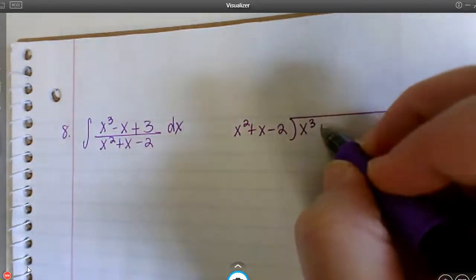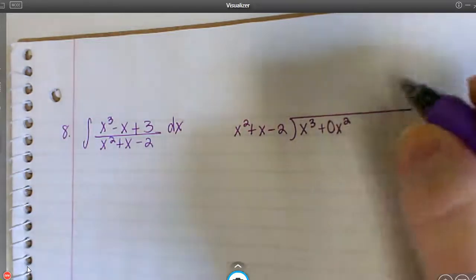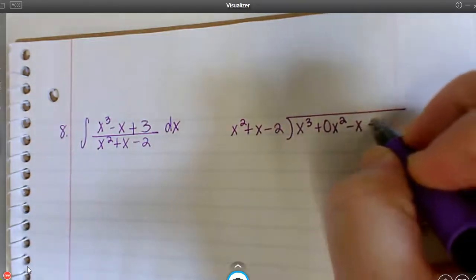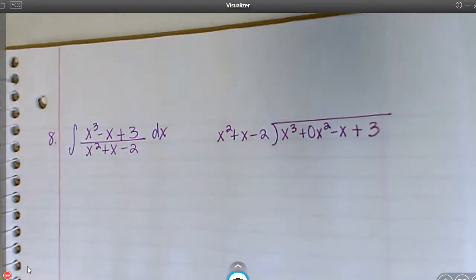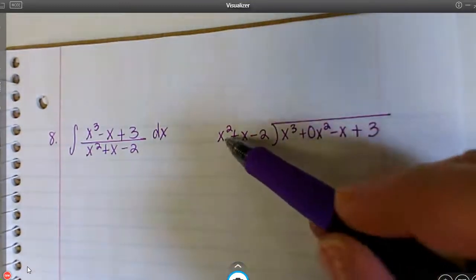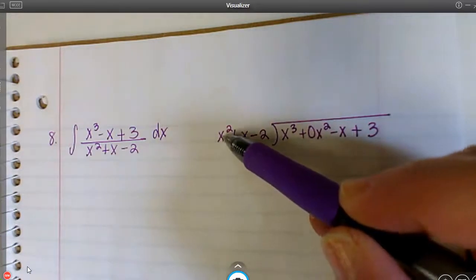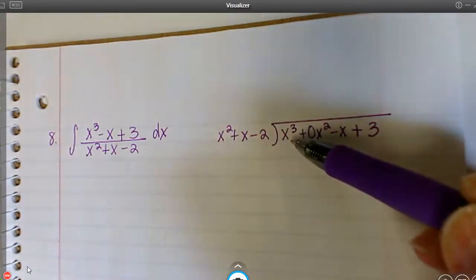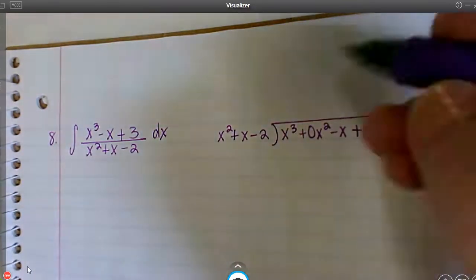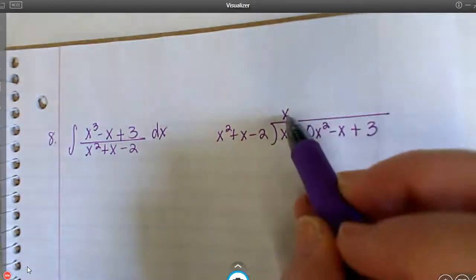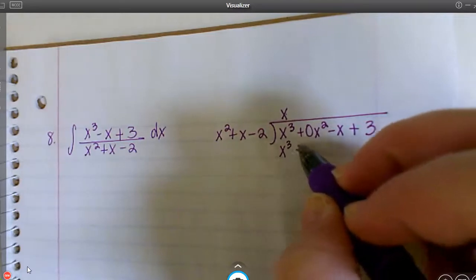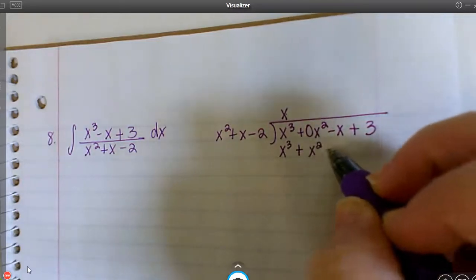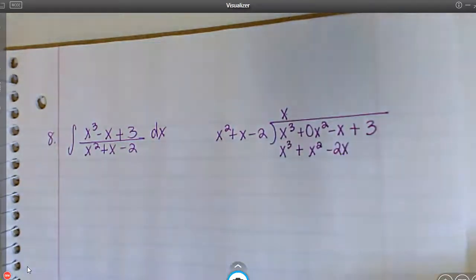I'm going to go ahead and put in a 0x squared. We might not need it, but I'm going to put it in anyway. Okay, I start off by trying to figure out what do I multiply x squared by that will give me x to the third. That's an x. And then I multiply it out. So x to the third plus x squared minus 2x.